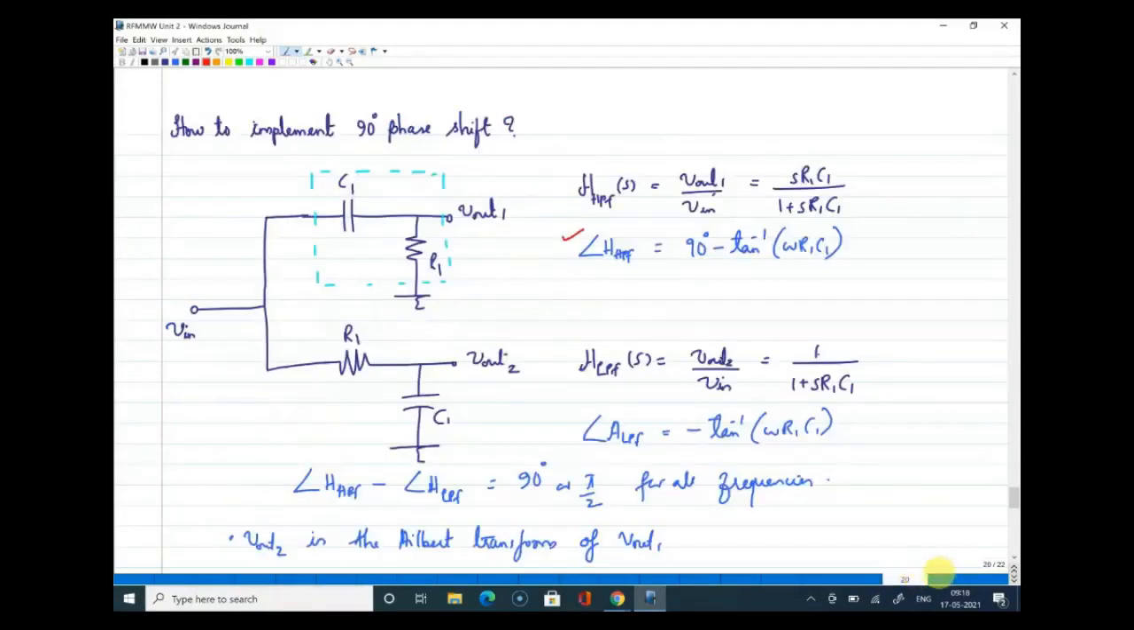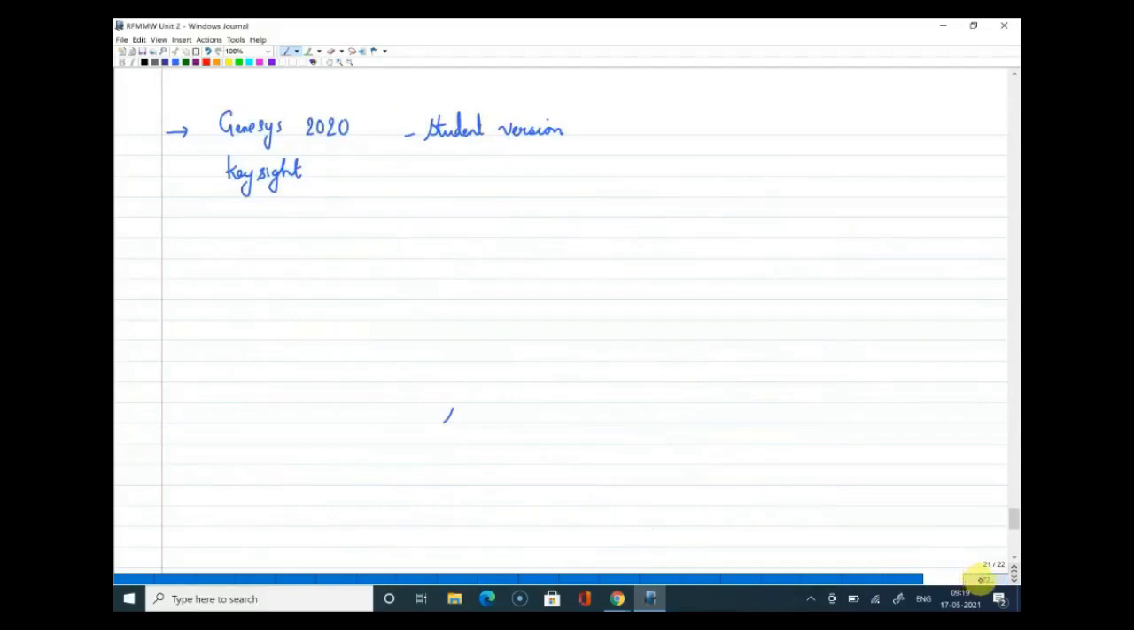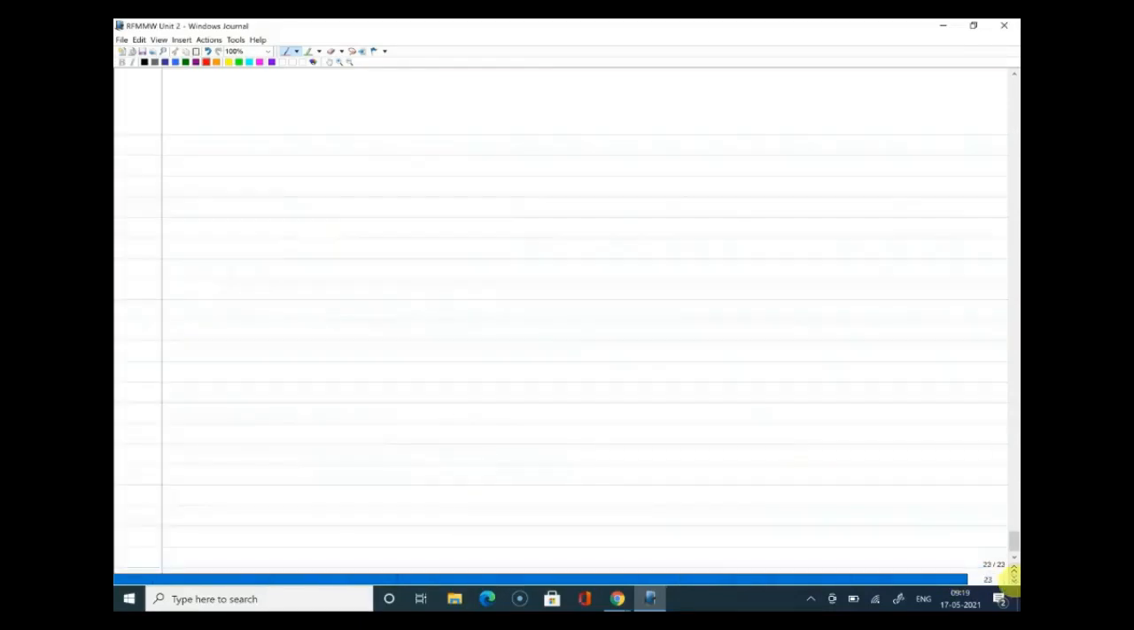And we saw one practical way to implement this 90-degree phase shift by using an RC-CR network, which gives a phase shift, or angle, between both the outputs of 90 degrees. So in continuation, today we will see another approach to realize the 90-degree phase shift operation.